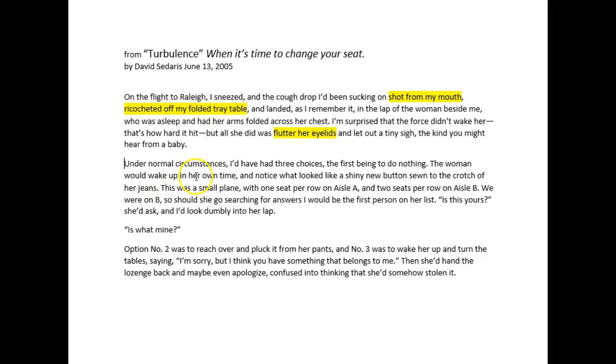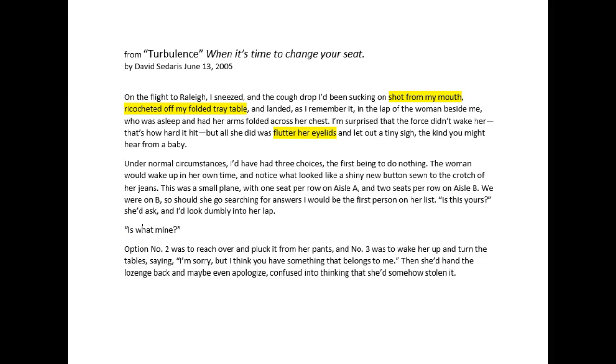Under normal circumstances, I'd have three choices. The first being to do nothing. The woman would wake up in her own time and notice what looked like a shiny new button sewn to the crotch of her jeans. This was a small plane with 1 seat per row on aisle A and 2 seats per row on aisle B. We were on B, so should she go searching for answers, I would be the first person on her list. Is this yours? She'd ask, and I'd dumbly look into her lap.